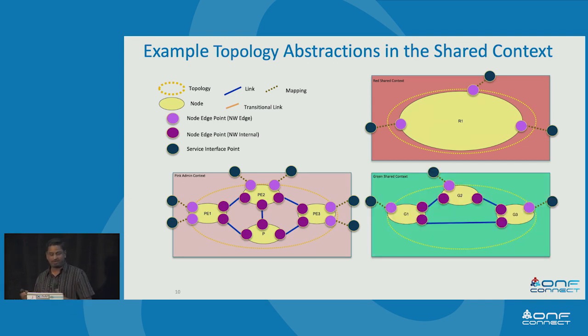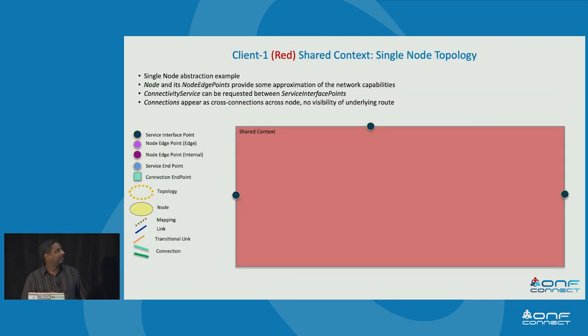You can also, over TAPI, do something we call edge node abstraction. So you have the edge nodes, right? Instead of actually representing the whole network, you only represent the edge nodes, and you provide the interfaces that this client, the green client, can see. And now this is where you see that there's a link between the node G1 and G3, and the node in between, the P node, is completely abstracted out, right? So this is another abstraction that's possible via TAPI.